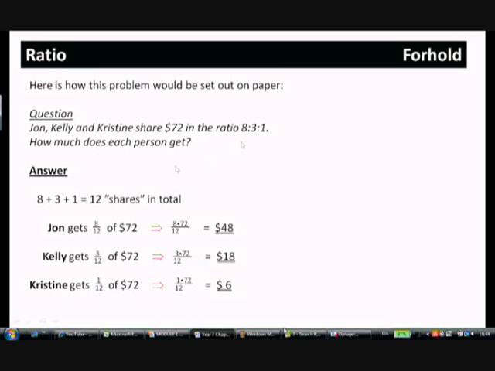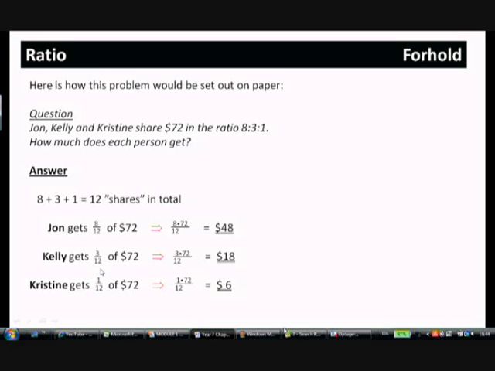So you work out that 8 to 3 to 1 makes 12 shares in total, because you've got 8 bits, 3 bits and 1 bit. So John gets 8 of those shares, so he gets 8/12 of $72. So you do 8 on the top, 12 on the bottom for 8/12, and then the $72 on the top. 8 times 72 divided by 12 makes $48.